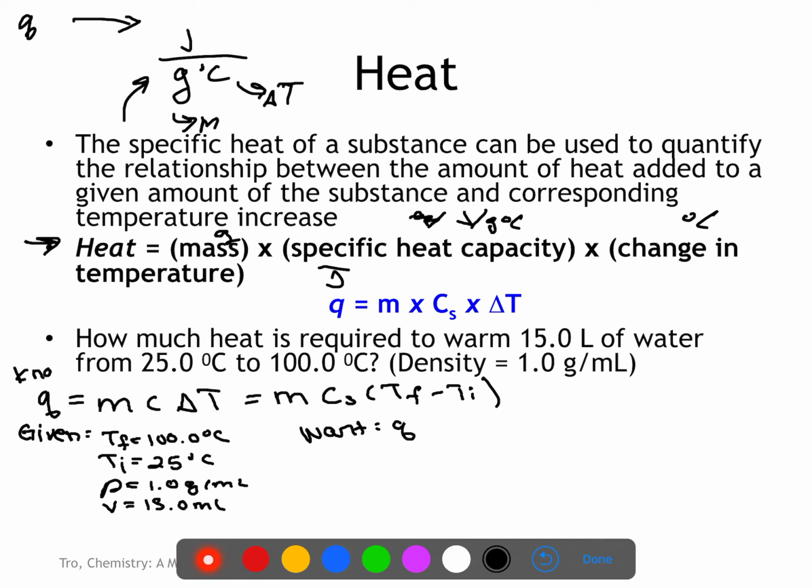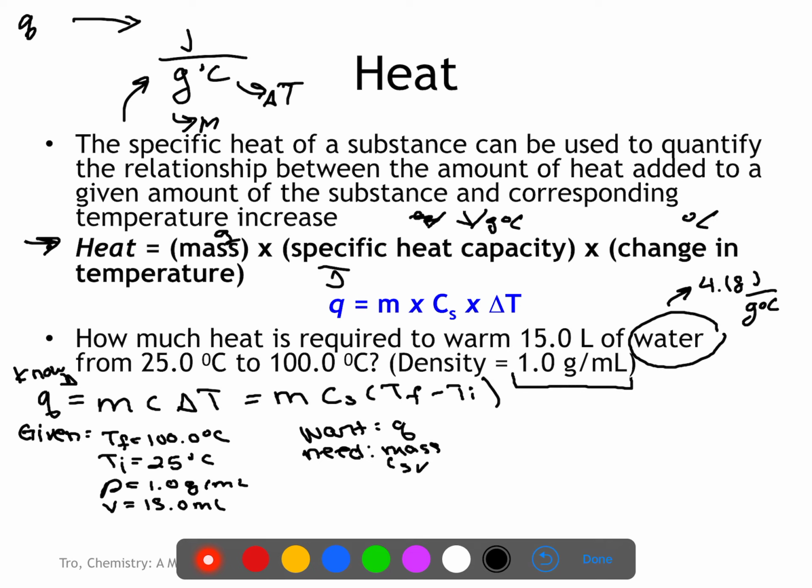So I already know my equation down here. And I need to find mass and specific heat capacity. Well, I'm told that I'm using water, so I would look this up, or it's given to me. The specific heat of water is 4.18 joules per gram degree Celsius. So I have that. Now mass. Well, I'm given density and volume, so I can use the density and the volume to find the mass.